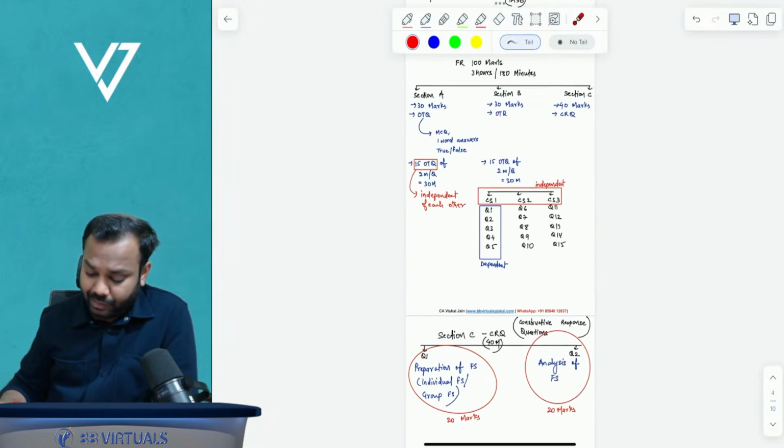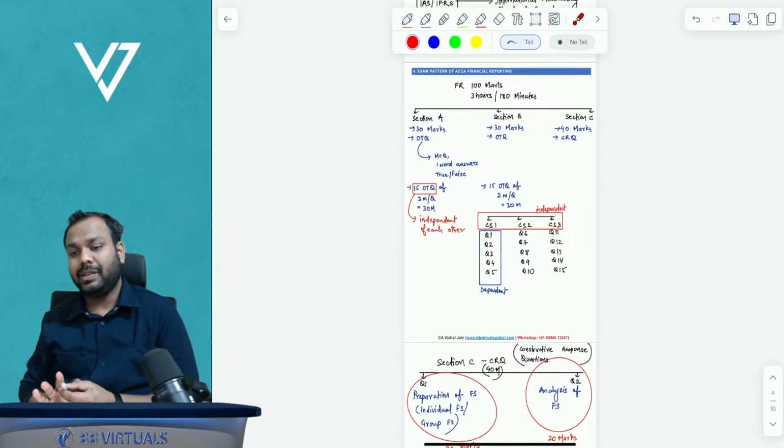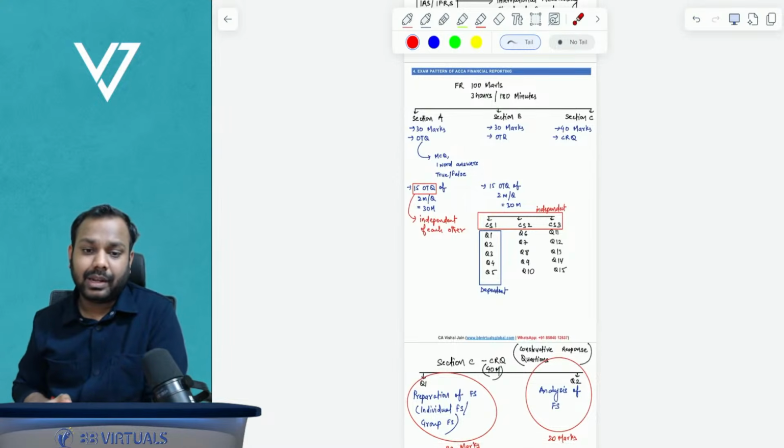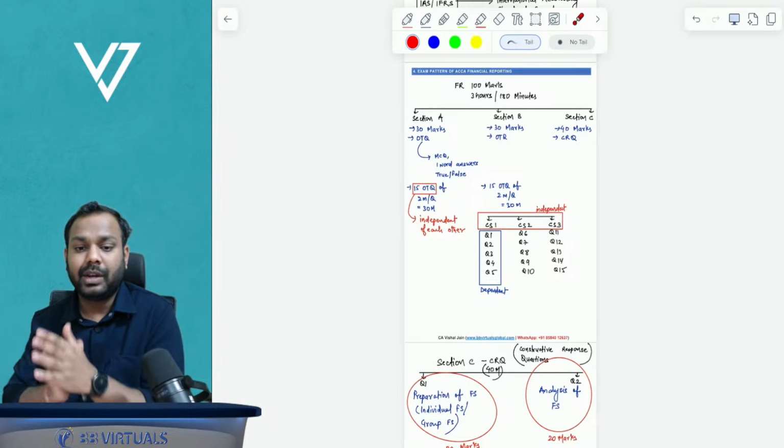Okay, so this is the FR paper pattern. Tell me guys, is that clear to all of you? Come on guys, please tell me.